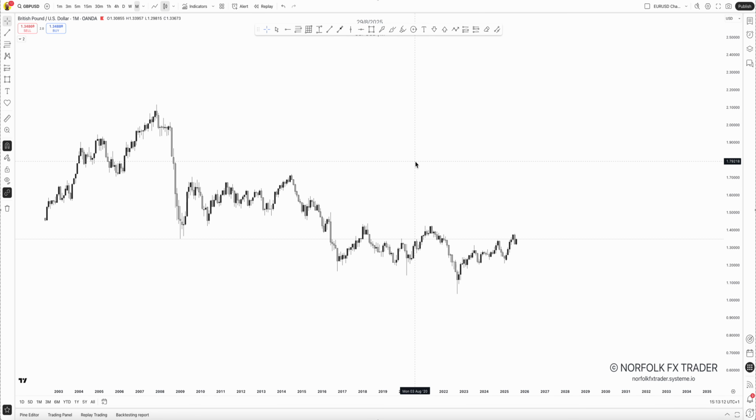It's going to help you to identify your bias from a higher time frame to lower time frames, and when we can start looking to take those entries, whether they are pro trend or counter trend trades.